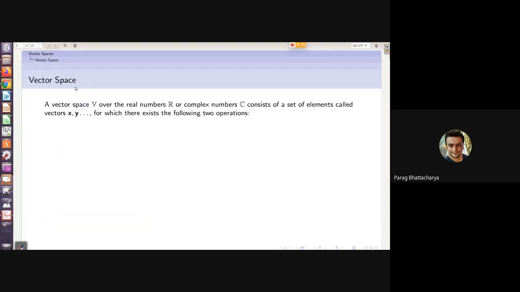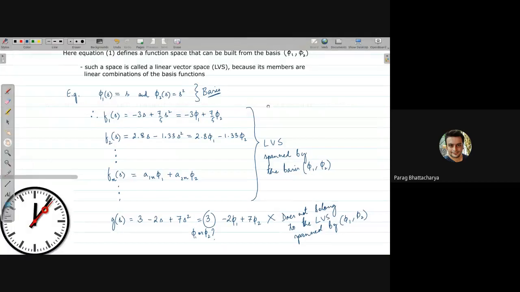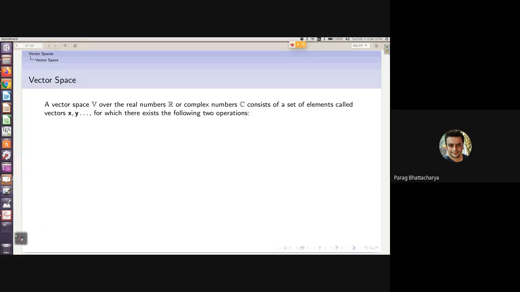So if you're asked to define a vector space, what's a vector space? A vector space V over real numbers R or complex numbers C consists of a set of elements called vectors. A vector space is a set, right? That's what I had mentioned. Yes or no? In the example also, I showed you this is a set of functions. So what's a vector space? Vector space is basically a set.